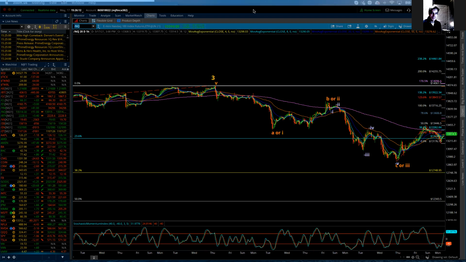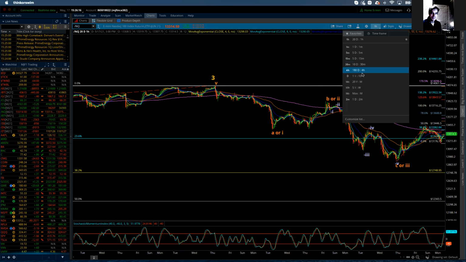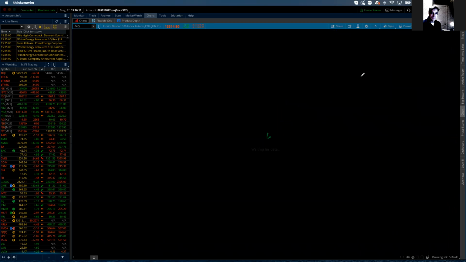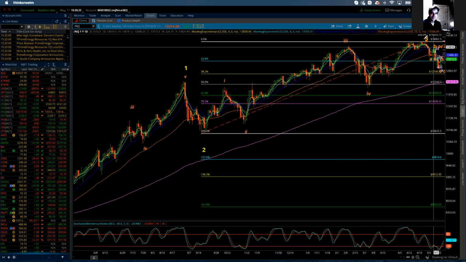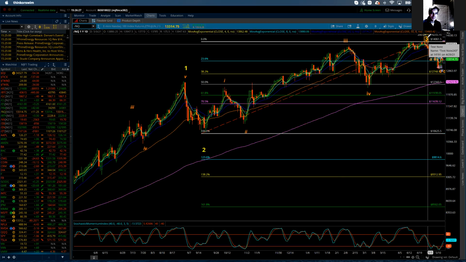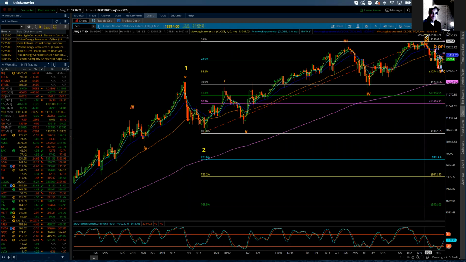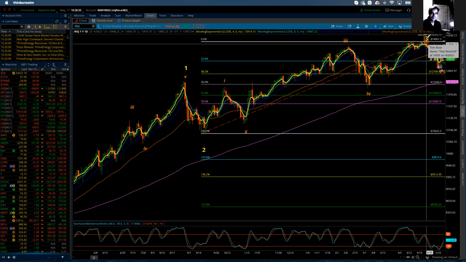I've made some changes to our larger count. And by that, what I have done, and I'm just going to switch out to the daily very quickly, is that I have moved the completion point of intermediate wave 3, which originally was put here, and I've put it over here. And I had suggested, we had been talking that that's what could take place, and that is what is going to end up taking place.